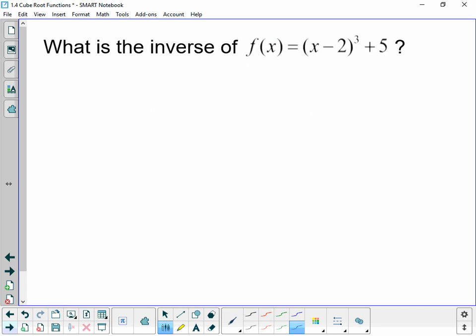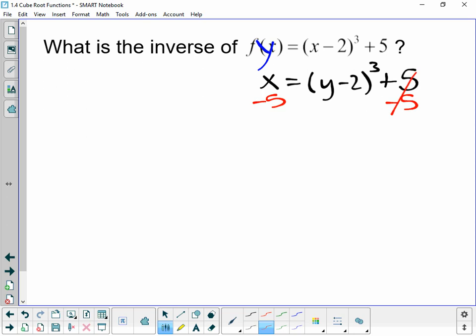Here's another one. What if our function is f of x equals the quantity x minus 2 to the third power plus 5? Same thing, we want to find the inverse. So we'll remember that this is a y value, and we will switch our x and y. Everything else stays exactly the same. The y became an x, and the x became a y. And now to put this inverse into function notation, we need to solve for y, or get that y by itself. So we'll start by subtracting 5 from both sides of our equation.